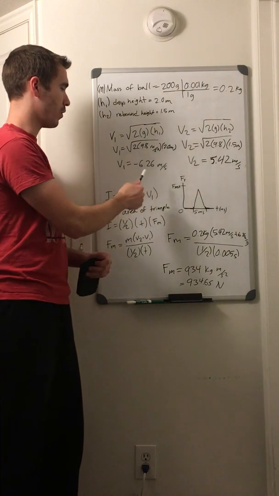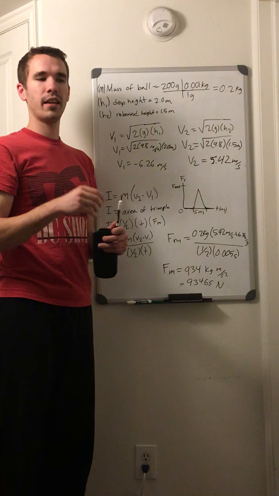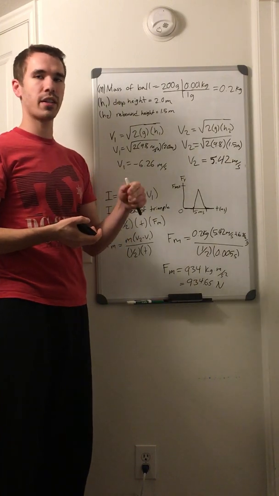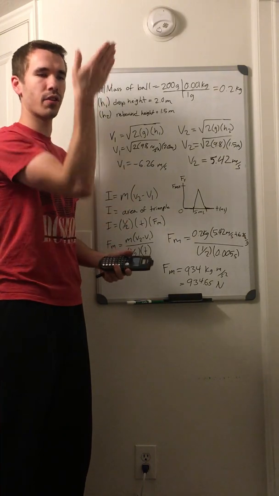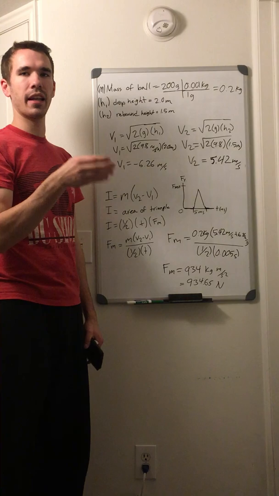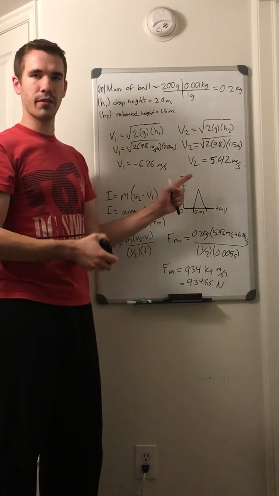And the reason why we'll give it a negative sign here is because velocity is a vector, so it has both direction and magnitude, and since the velocity is going downward towards the floor, we can give it a negative sign indicating its direction. And then we do the same thing for the second velocity.